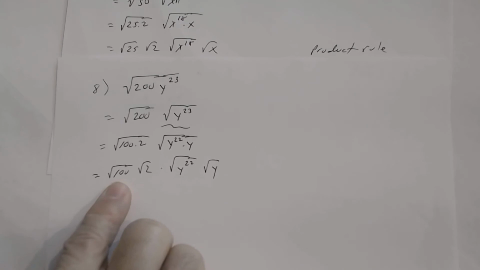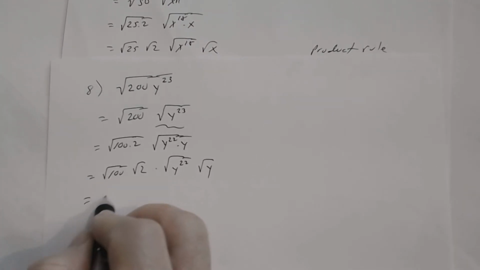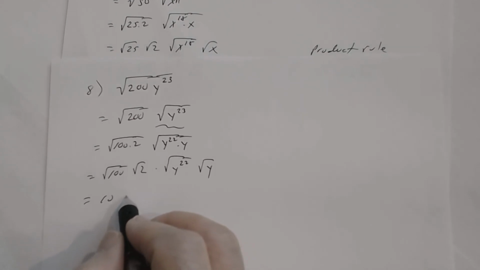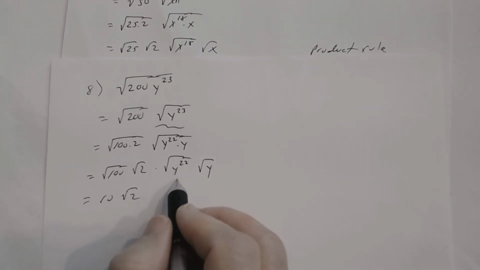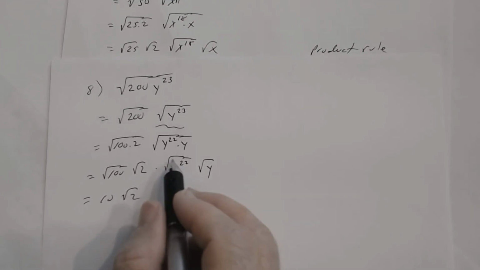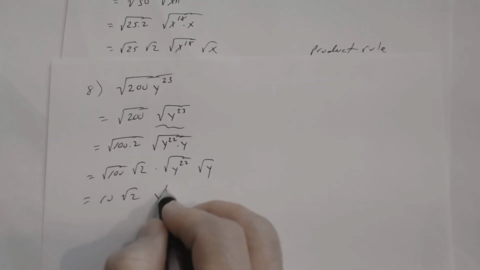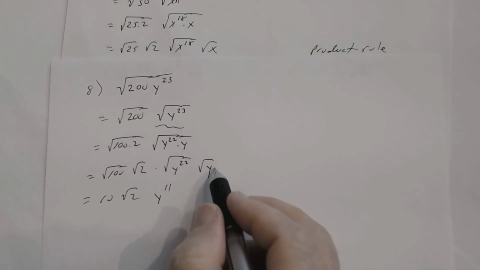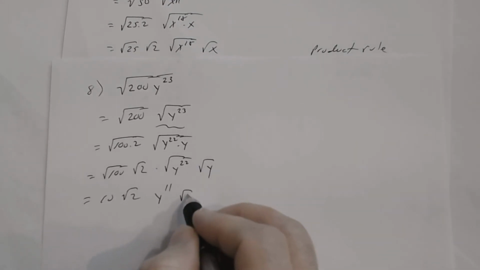Can I simplify the square root of 100? Yes, because 100 is a perfect square, so the square root of 100 is 10. I cannot simplify the square root of 2 any further. Can I simplify the square root of y to the 22nd? Yes, 22 is even, so 22 divided by 2 is 11, so that's y to the 11th. And then can I simplify the square root of y? No, because the exponent is less than the index.